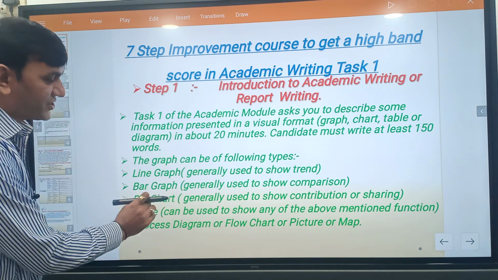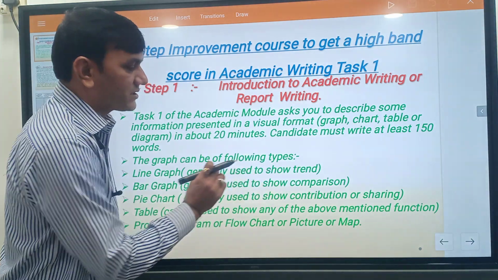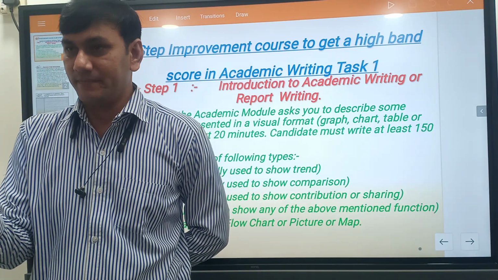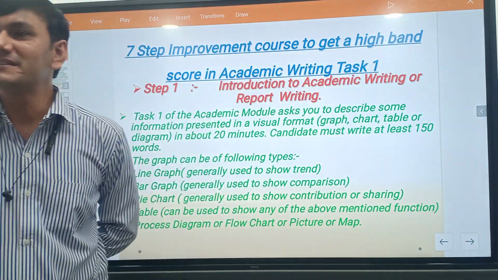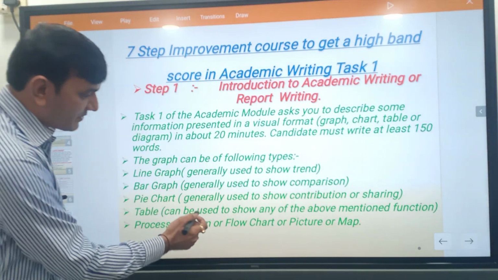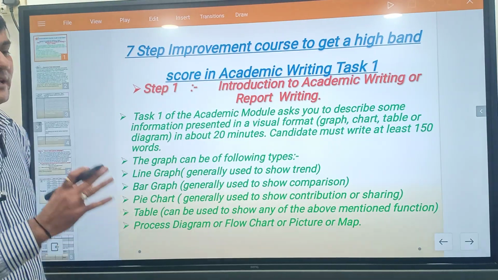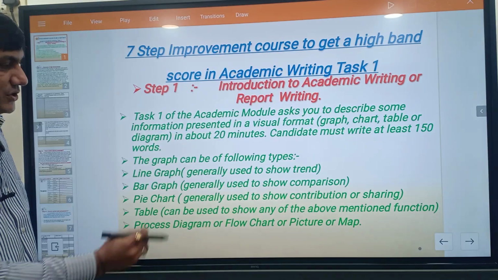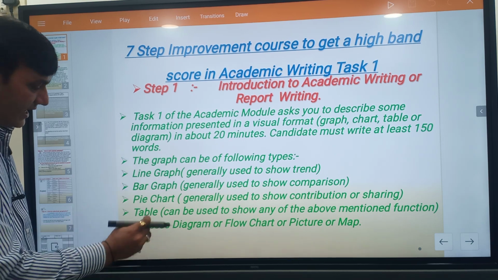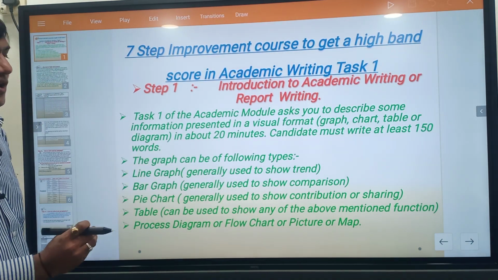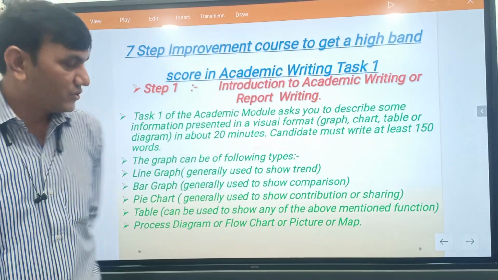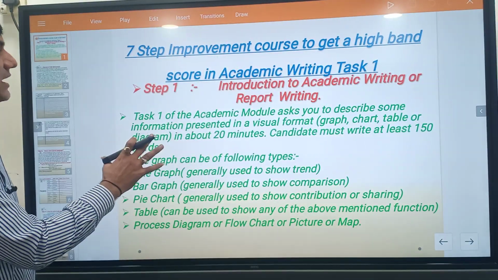Third type is pie chart, generally used to show the contribution or sharing. That means when there is a sharing, you know the pie means size of pizza, right? Table can be used to show any type of above mentioned function. In table, you can show the trend, comparison or percentage. And last one is process diagram or flow chart, or we can say picture or map. So these are the types of the graph.